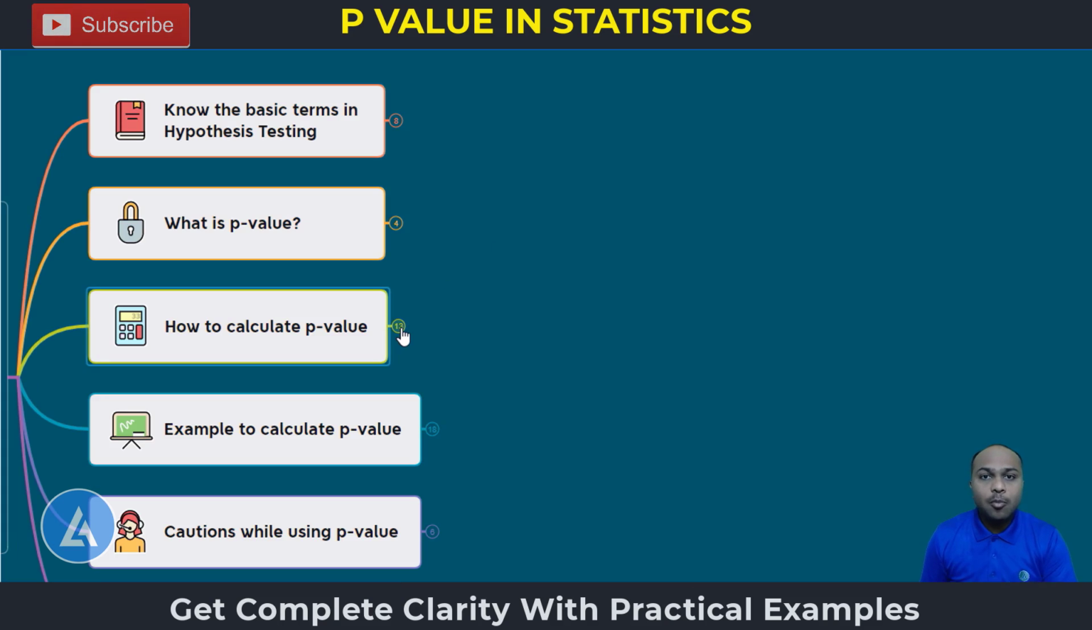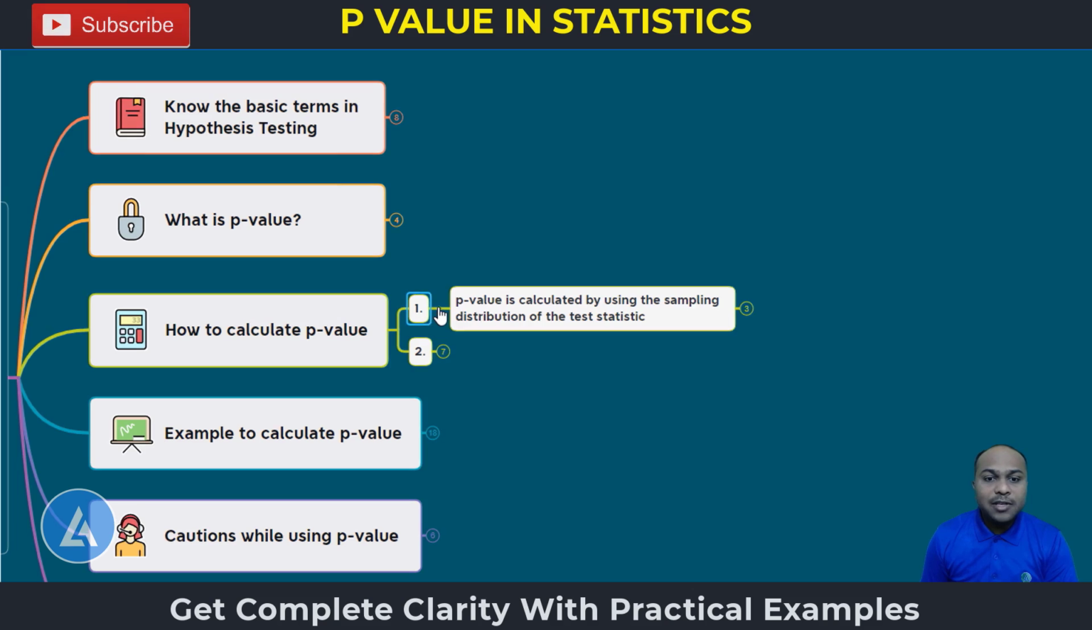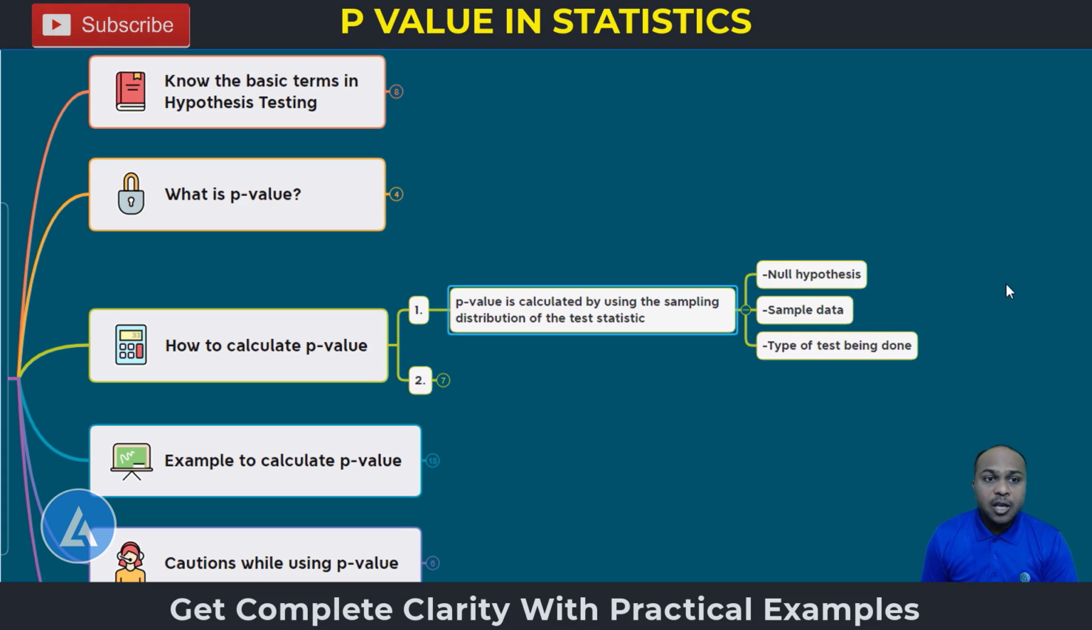So you will also get more clarity about it. P-value is calculated by using the sampling distribution of the test statistics. That means for every statistical distribution, we have a different formula to calculate this test statistics. While calculating this p-value, we need to consider three things. The first one is the null hypothesis, the second is the sample data, and the third one is the type of test being done.